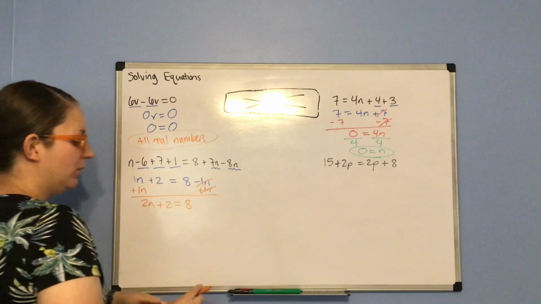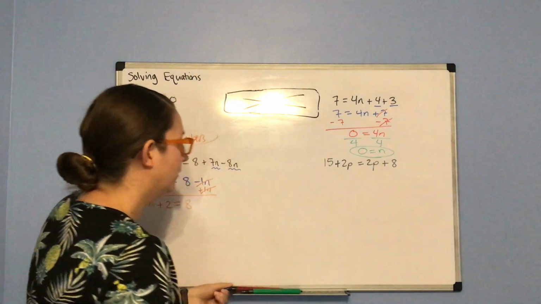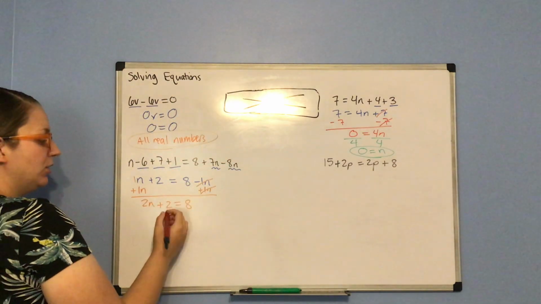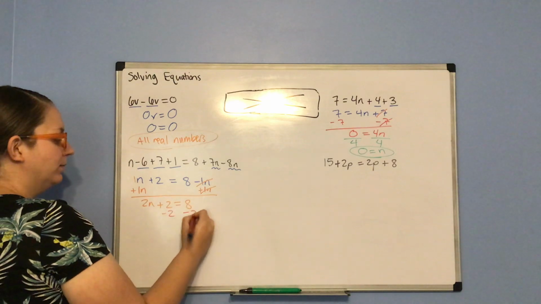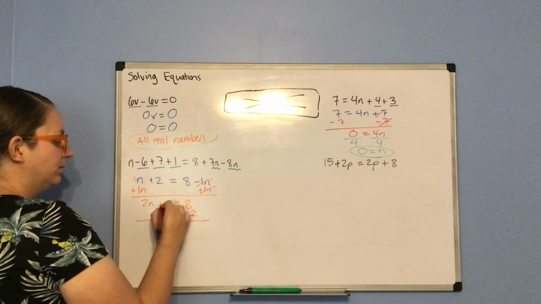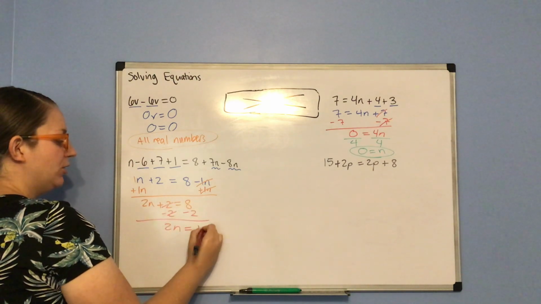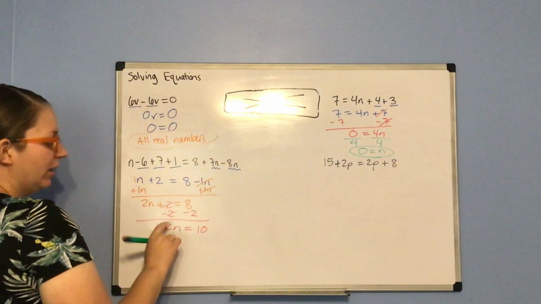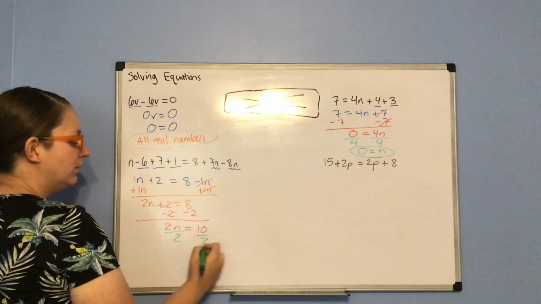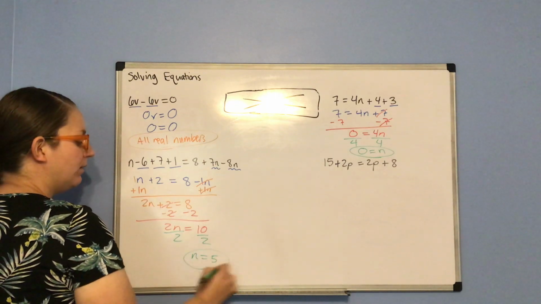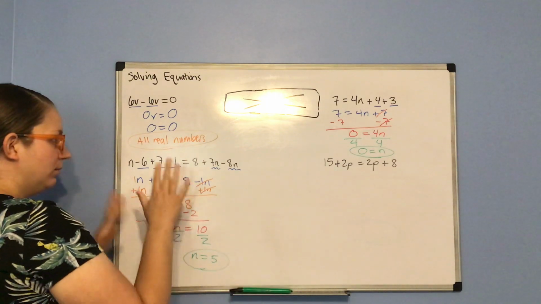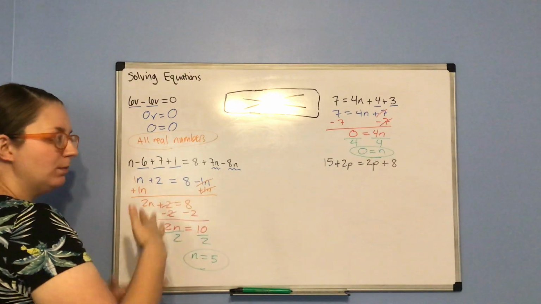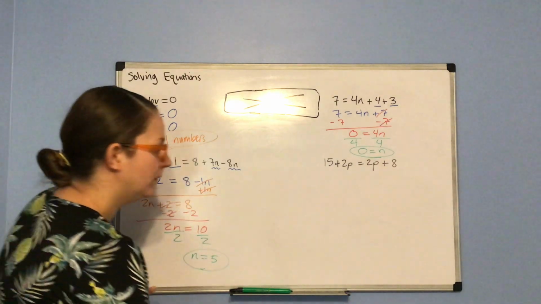And then now this looks more like things we're familiar with. We need to undo addition of a number, so we subtract. 8 minus 2 is 10. And then our last step, as usual, we need to divide by the number in front of n. We get n equals 5. So, nothing really too scary, just more steps to do.